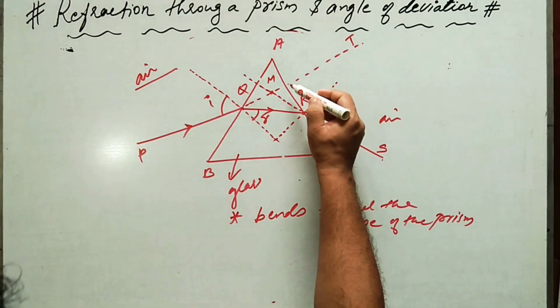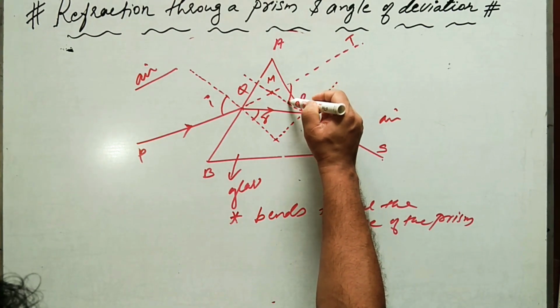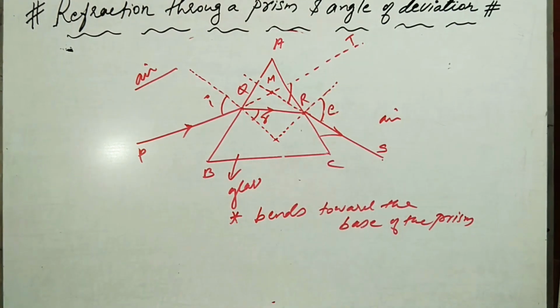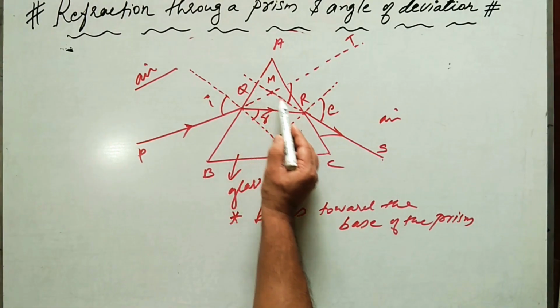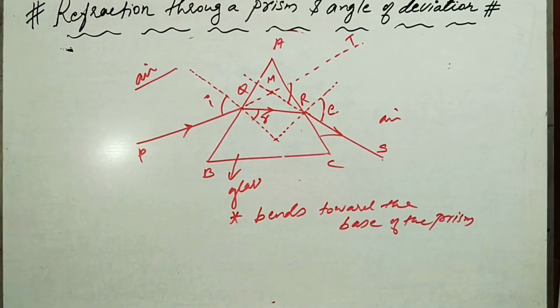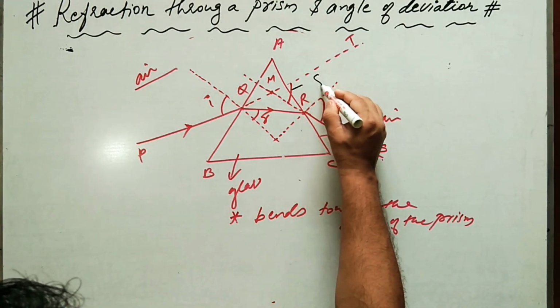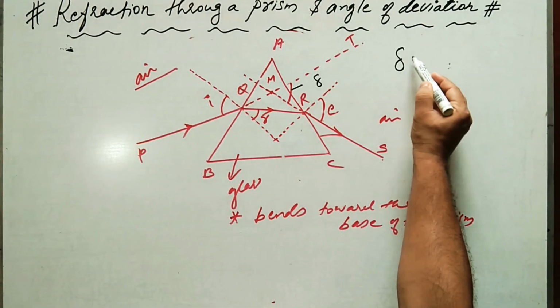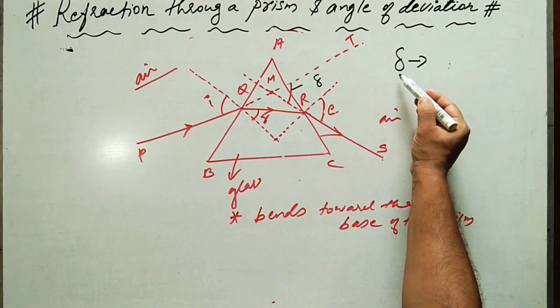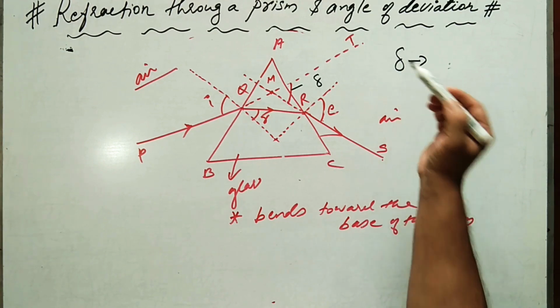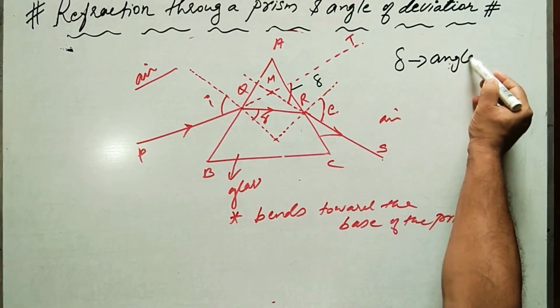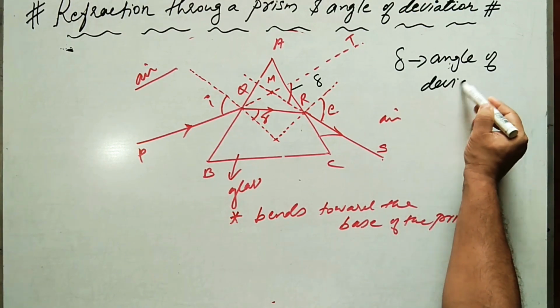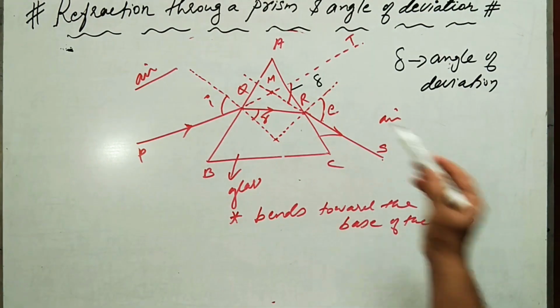Now you are getting an angle between the incident ray produced forward and the emergent ray produced backward. This angle, I call it the angle of deviation. It is denoted by the Greek letter delta, and delta is known as the angle of deviation. What is the angle of deviation?